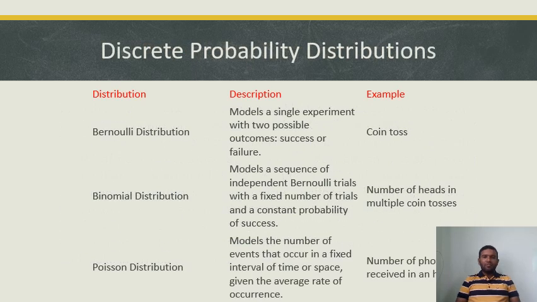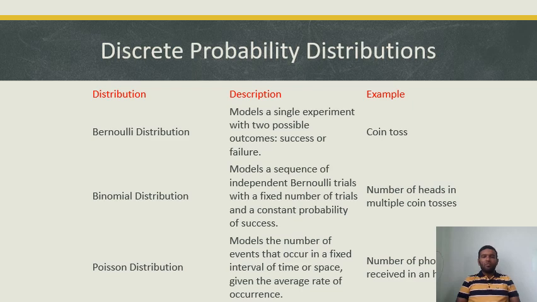Discrete probability distributions: Bernoulli's distribution, binomial distribution, and Poisson distribution are the three important ones. Bernoulli's distribution models a single experiment with two possible outcomes, that is success or failure. For example, a coin toss. Binomial distribution models a sequence of independent Bernoulli trials with a fixed number of trials and a constant probability of success. The number of heads in multiple coin tosses is an example of binomial distribution.